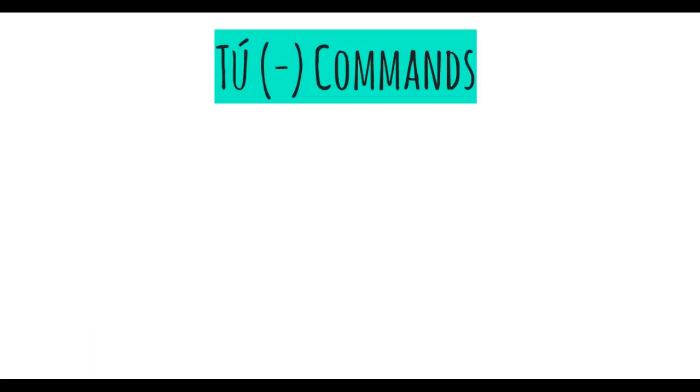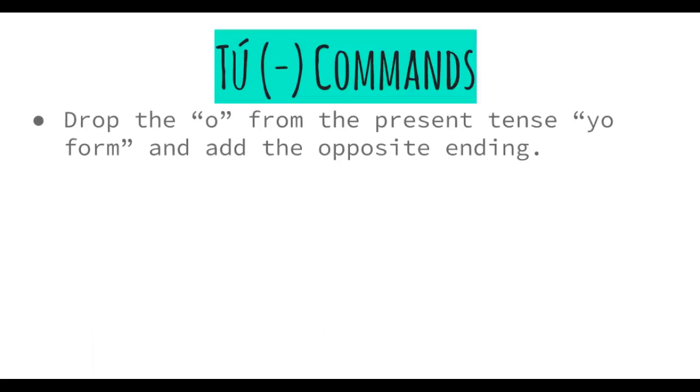Now let's talk a little bit about the negative tú commands. The way you form a negative tú command is by dropping the O from the present tense yo form of the verb and add the opposite ending. Now when I say opposite ending, what I'm referring to is for an AR verb, your opposite ending would be ES. For ER and IR verbs, the opposite ending would be AS.